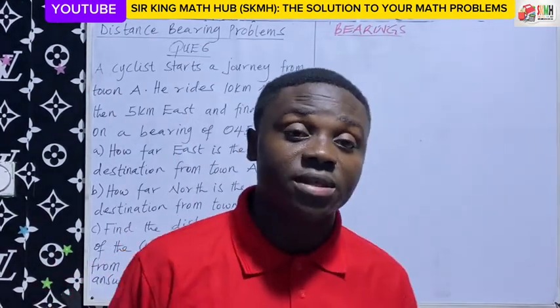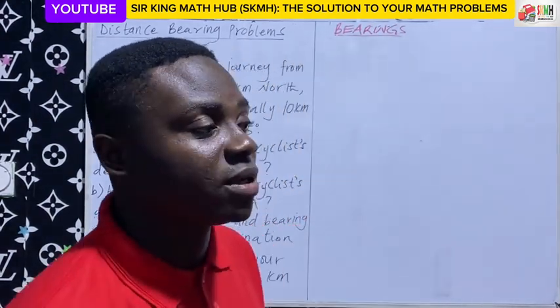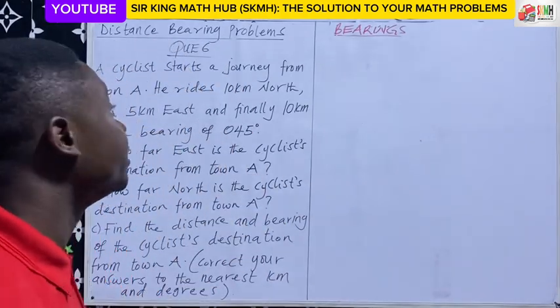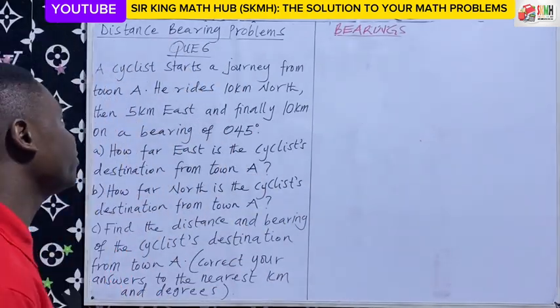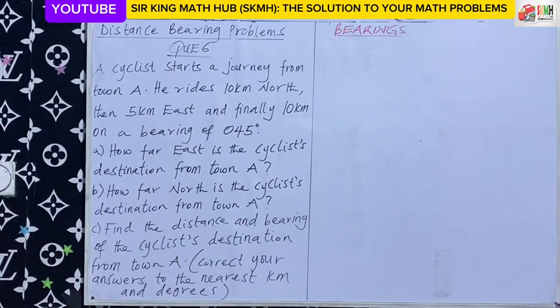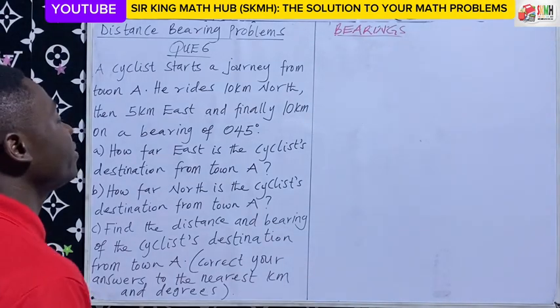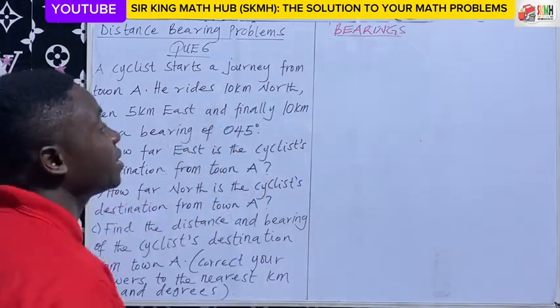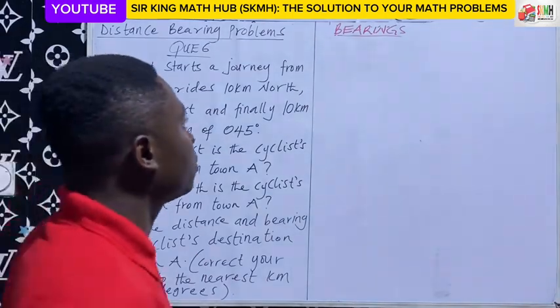We're still on bearings. We are looking at distance bearing problems. Question 6, I read. A cyclist starts a journey from town A. He rides 10 kilometers north, then 5 kilometers east, and finally 10 kilometers on a bearing of 45 degrees. So let's represent the first information on a diagram.